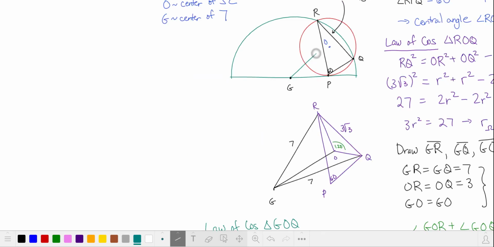Returning to our original diagram, if I draw GO and it has length 5, I notice that if I draw OP, it'll be perpendicular to GP. Let me draw that off to the side. P is the point where circle omega is tangent to this side of the semicircle. So OP is perpendicular to GP. It's also the radius of circle omega, so it has length 3. And we just found that the distance from G to O is 5. So what we found here is a 3, 4, 5 right triangle.